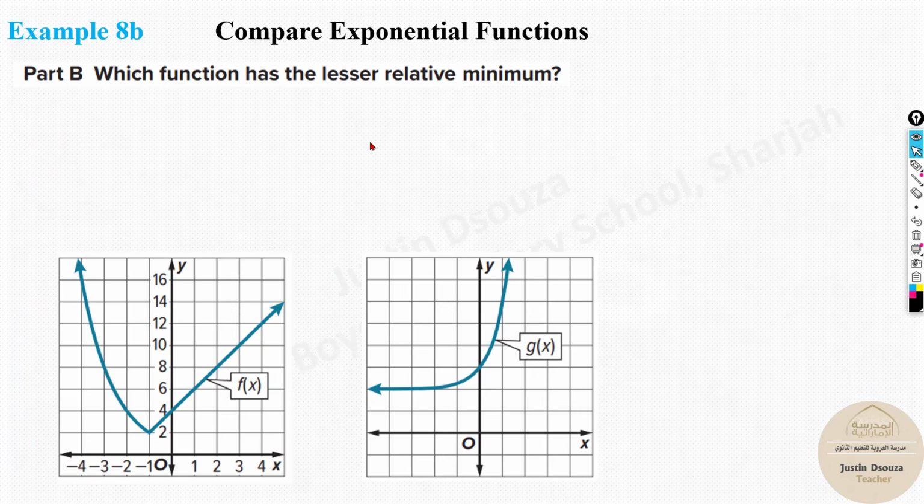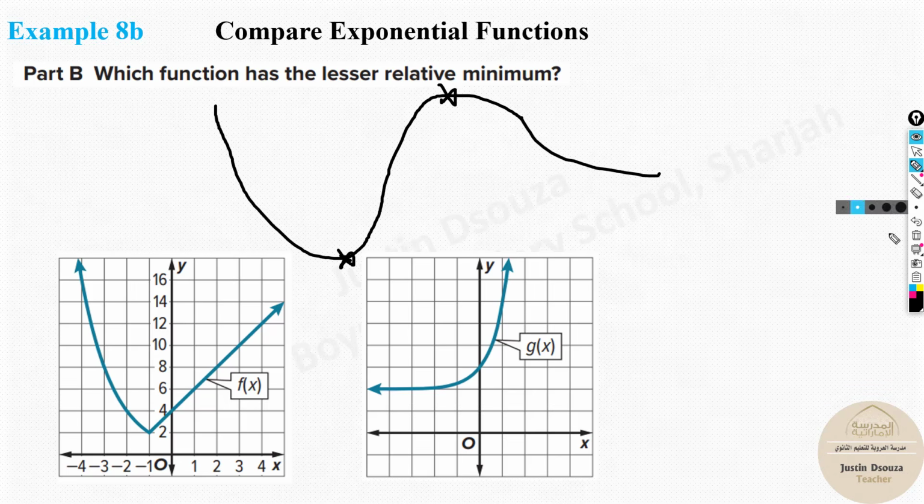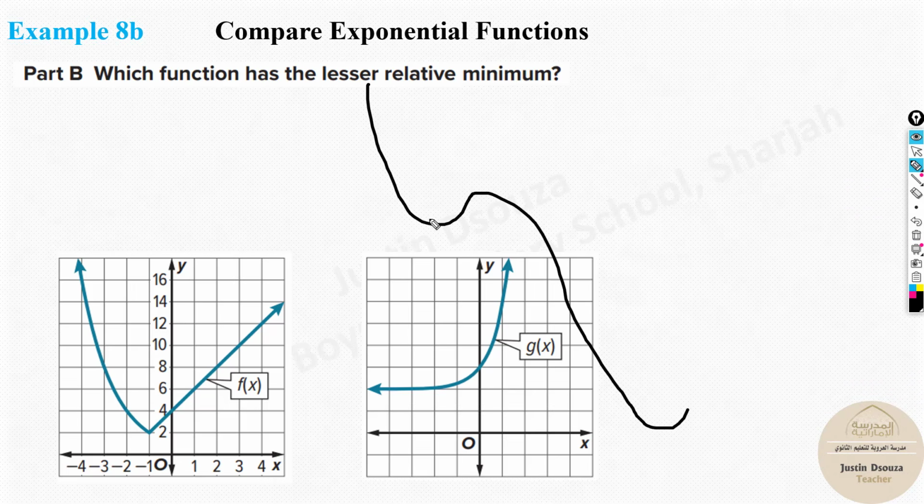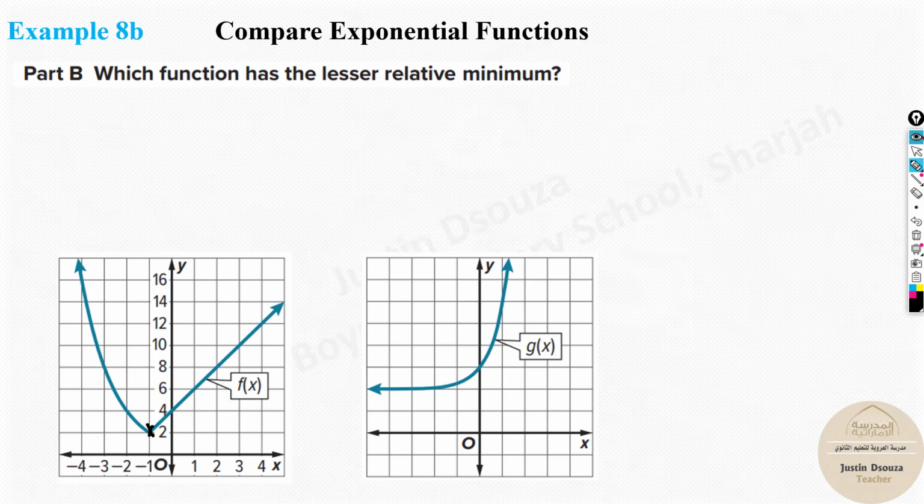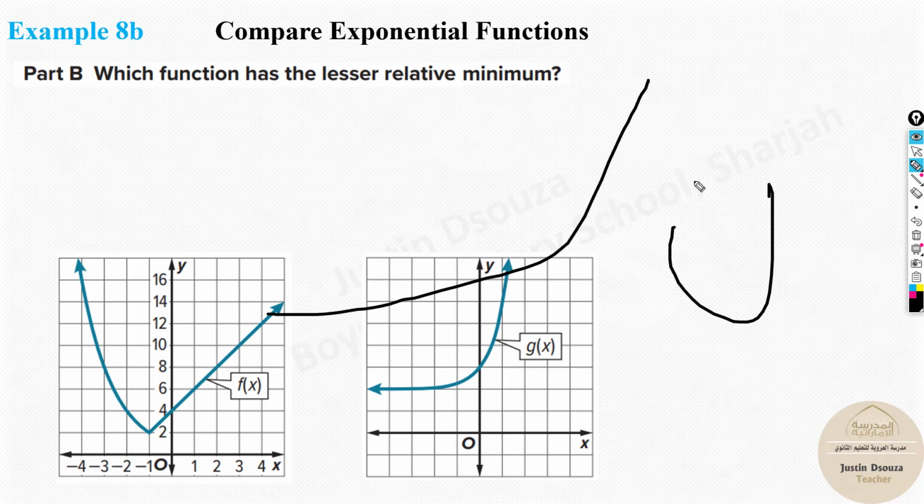Next, now we have both the graphs, which function has the lesser relative minimum? Okay, relative minimum. Now if you have a graph something like this, then the dipping point is the minimum, the topmost point is the maximum, okay? Now if the graph is something like this, this is the relative minimum, okay? Because it's dipping like this. Though it goes towards infinity, that doesn't matter. Where it dips, or you have a curve like a parabola, like this, this is the relative minimum. Now look at this graph. There is no relative minimum or maximum. It's just like this. It's not dipping like a U, okay?